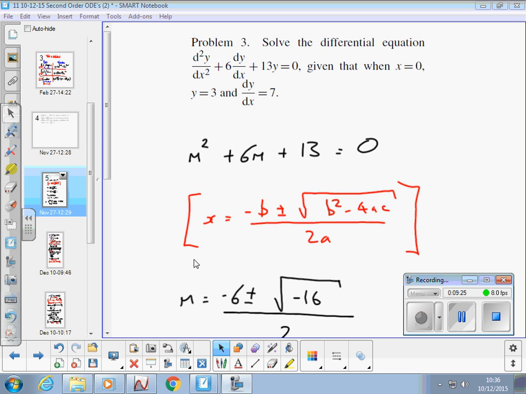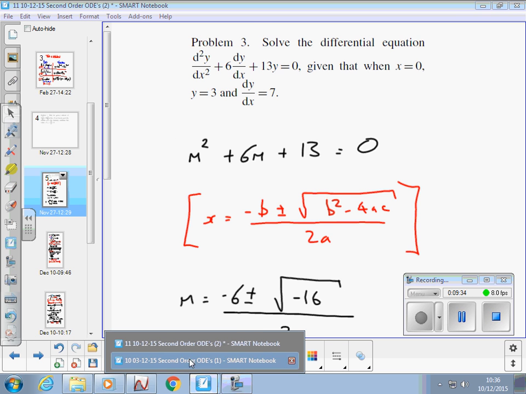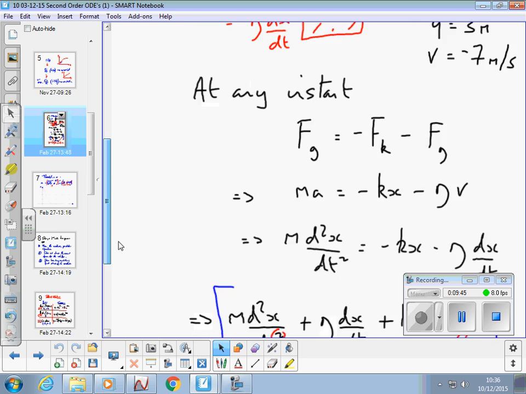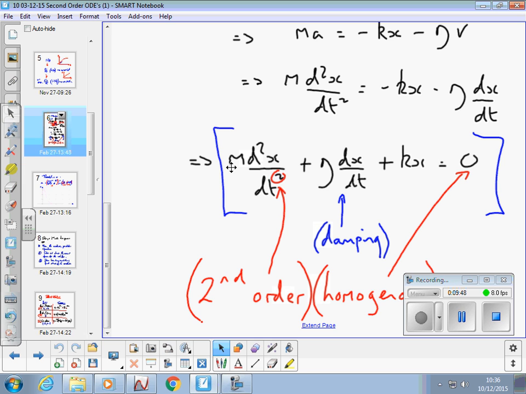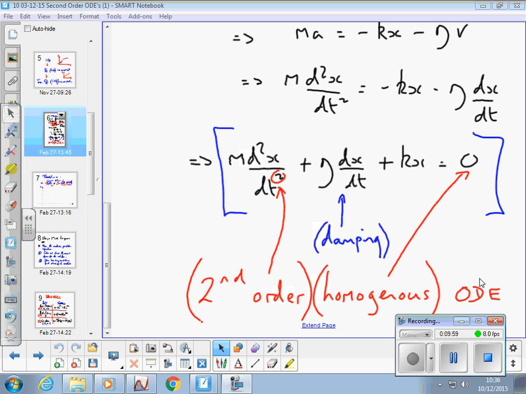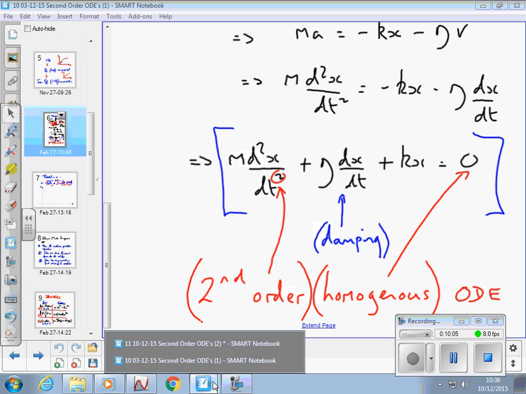So in conclusion, let's have a look at this. Here's the problem we had, this second order differential equation. And if you remember back to that first lecture we had on second order differential equations, we described a second order differential equation for a mass with a spring and in some sort of damping liquid, and we came up with a second order differential equation like this, where m is the mass, eta was the viscosity of the liquid, and k was the spring constant of the spring. And this is a second order homogeneous, as we said, because it's 0 on the right hand side, ordinary differential equation.